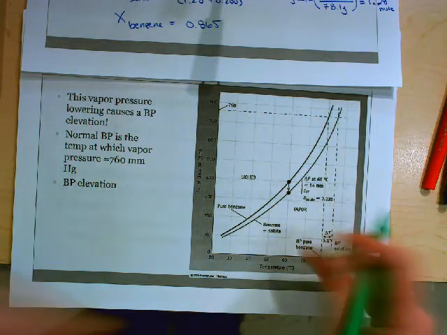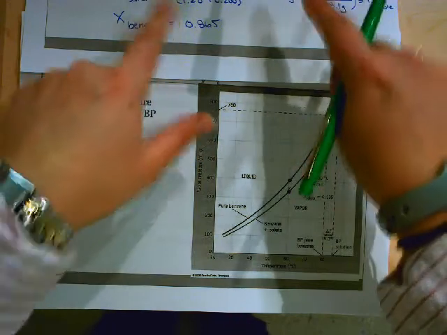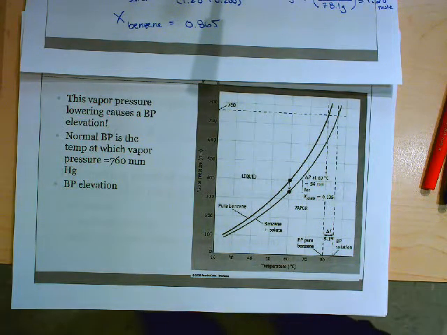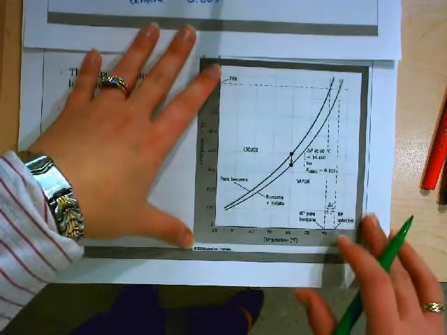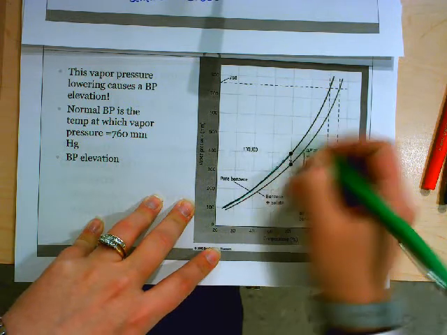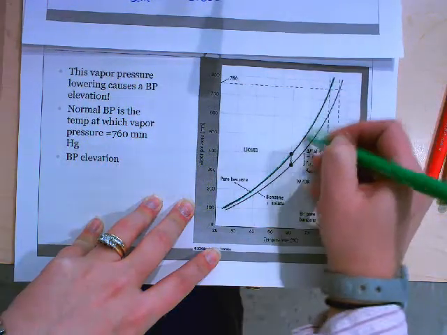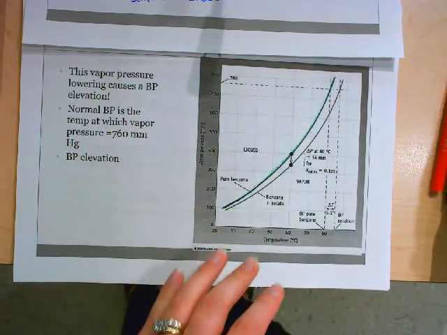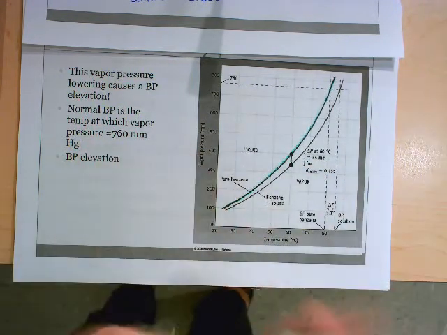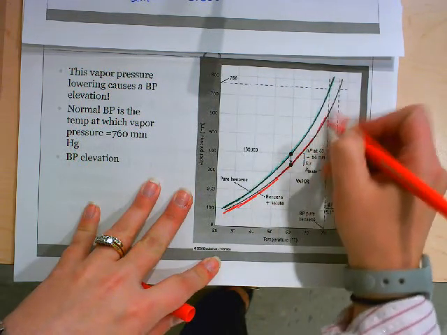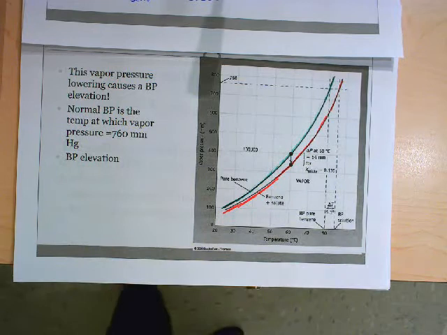So if I look at my graph, this is the exact same question up here. I had benzene. I'm going to add some sort of sugar to it. This is the pure benzene curve, here in, I guess, greenish. This is pure. And then this is when I add sugar to it.